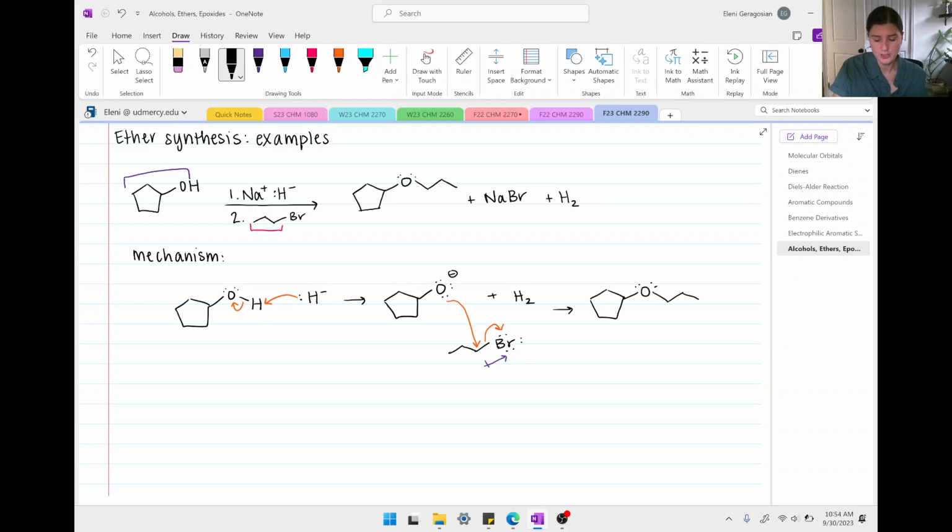We now have neutral oxygen, 2 lone pairs and 2 bonds. And we have our sodium cation and bromine anion. I did forget to draw the sodium cation in that second step, so I just added that there near the oxygen. And that's the mechanism for that ether synthesis. So proton transfer and then substitution reaction. So here's example 1. Let's do another example.